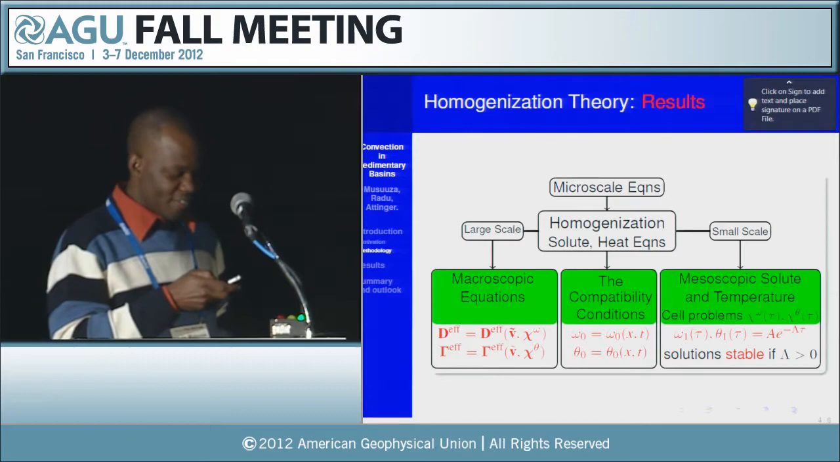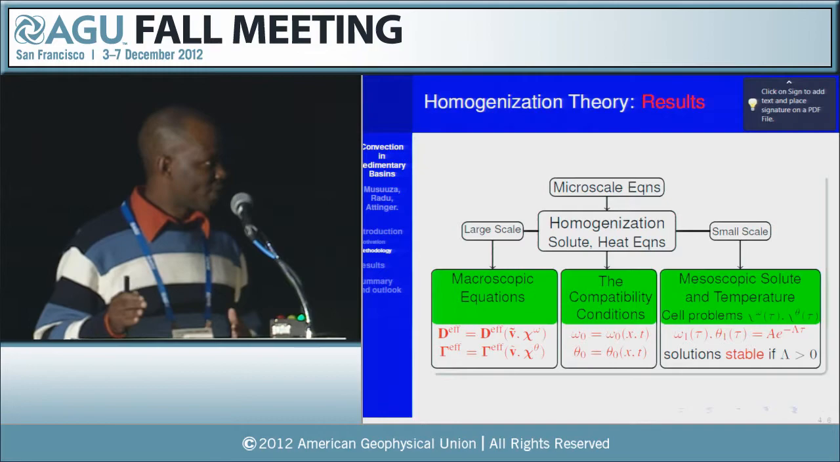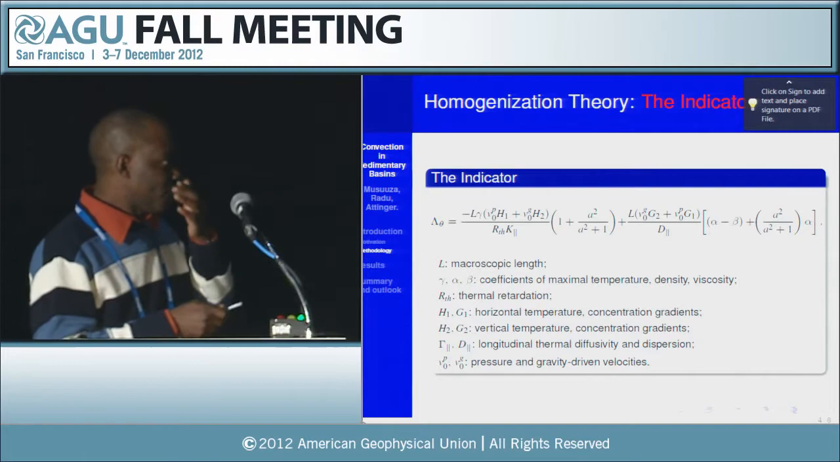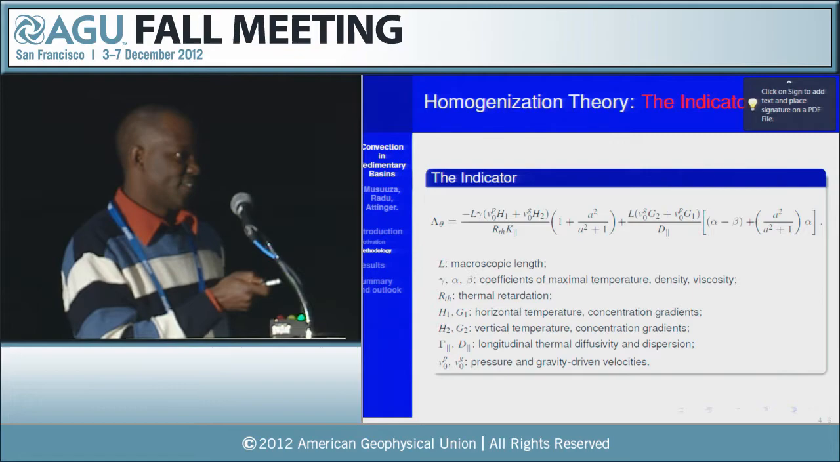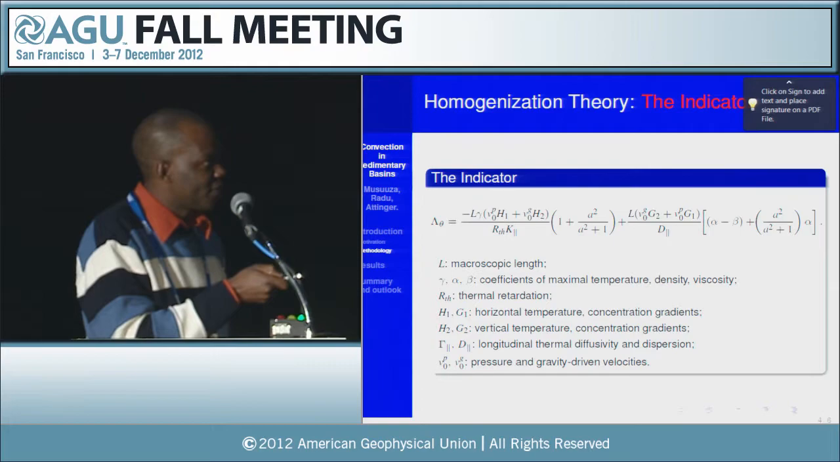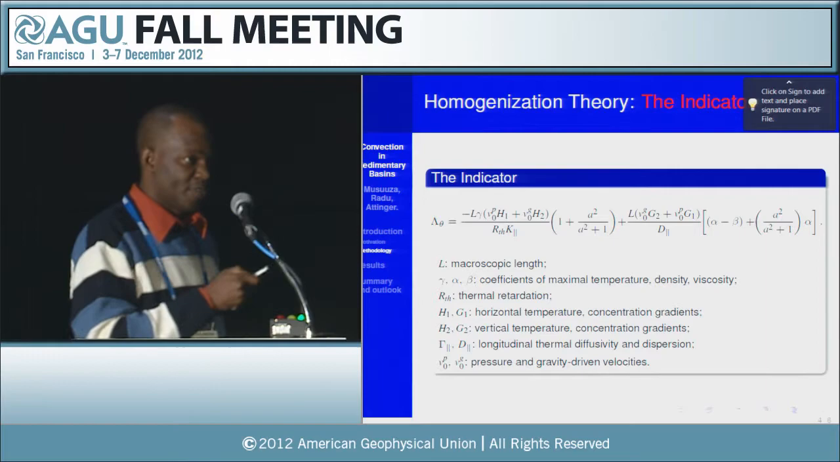The task then was to evaluate this. A lot of steps were done, but I don't show them. I just show you the result that you get finally. This is the dimensionless number, which is in two parts. The first part, until the plus sign, is the contribution from the temperature, and the other is from the salinity. The important things here are the small gamma, which is the temperature coefficient, then the alpha, which is the density coefficient, and the beta, which is from the viscosity.